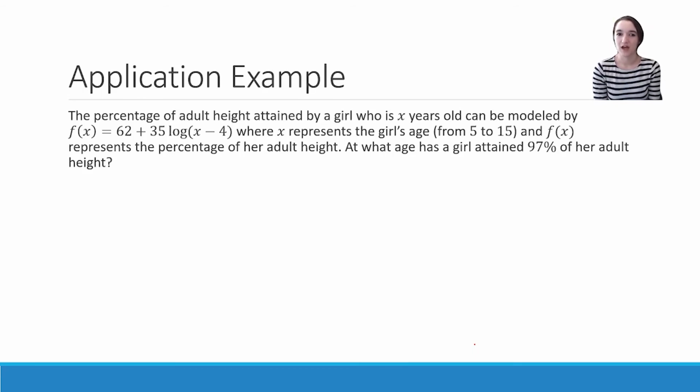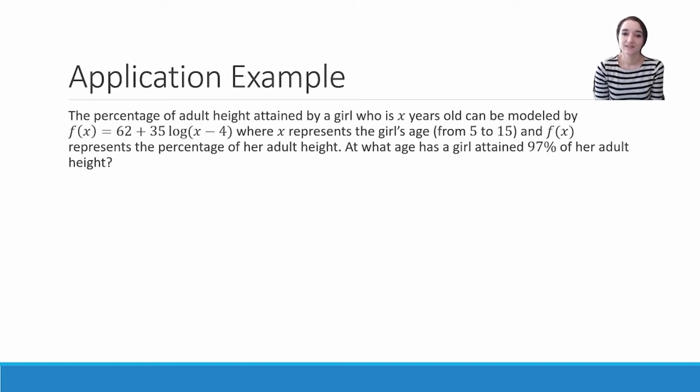Now let's look at a brief application example. Again, the next chapter is all about application examples, but just to apply some of the properties that we've learned here, we have the percentage of adult height attained by a girl who is x years old can be modeled by the function f of x equal to 62 plus 35 log, common log specifically, of x minus 4, where x represents the girl's age from 5 to 15 and f of x represents the percentage of her adult height. At what age has a girl attained 97% of her adult height?